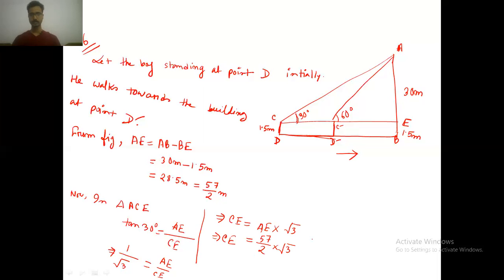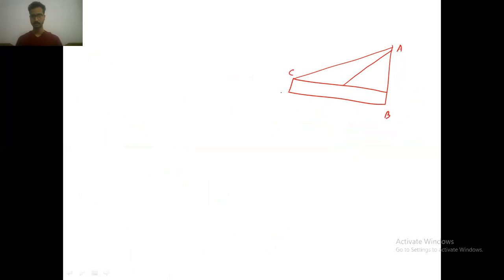Now you have to take the triangle AC'E. Let me draw the figure again. This is your A, this is your B, this is your C, this is your D, this is your C dash, this is your D dash, and this point is your E.